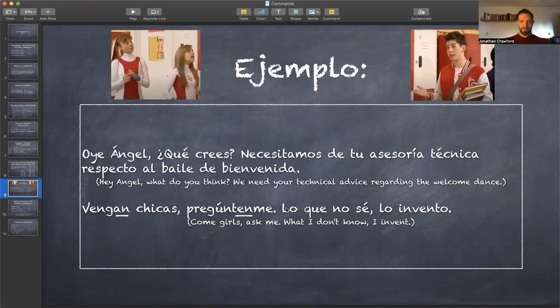But this type of language is common in Spanish. It's kind of like entertaining. Lo que no sé lo invento. But vengan, chicas, that's a command, a positive command. And then pregúntenme. Well, preguntar is a regular AR verb. So since it's in the command form, a positive command, and it's ustedes, it has to turn into an en, pregunten. And the me is attached. Extra pronouns are always attached to the end of positive commands in Spanish.